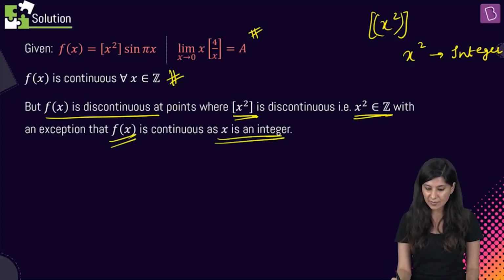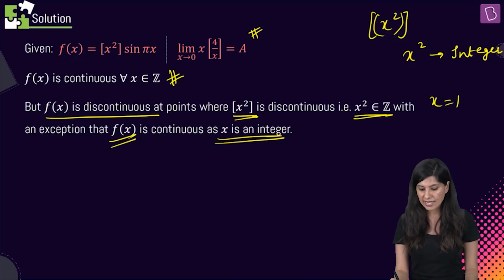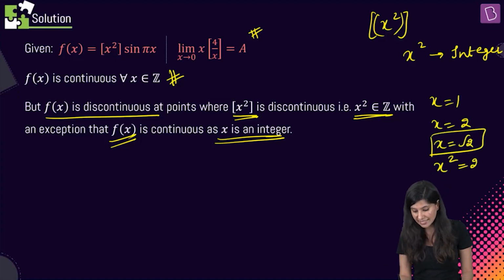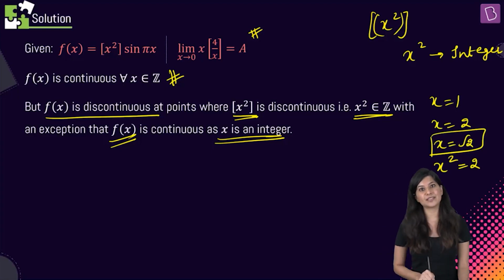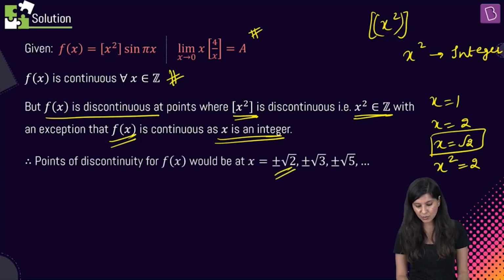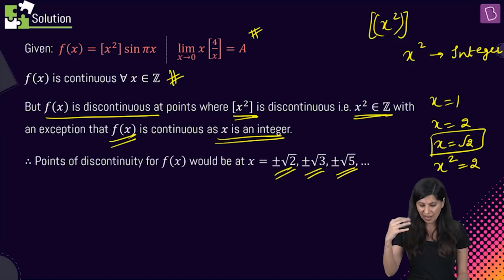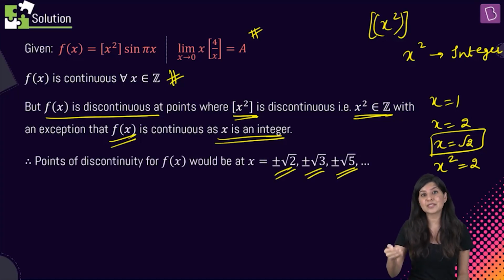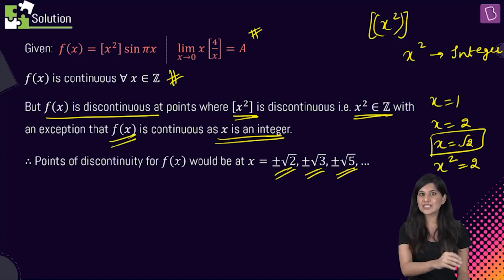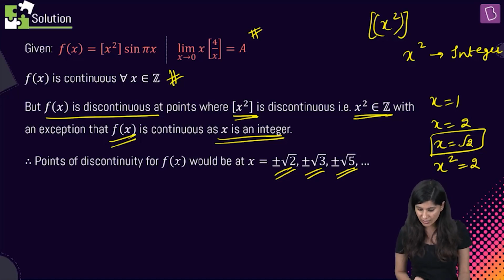That means what all points? That means if x is equal to 1, it is continuous. X is equal to 2, it is continuous, right? But when x is equal to root 2, then what will happen? X square will still be an integer, and at this point our function would be discontinuous. So the points of discontinuity now you know would be plus minus root 2, plus minus root 3, plus minus root 5, and so on. Not plus minus root 4, because eventually it will become plus minus 2. 2 is an integer. X is equal to 2, that means it will be continuous. Okay, alright. So that was all about f of x.